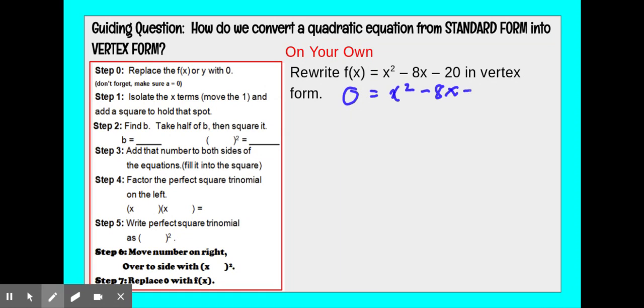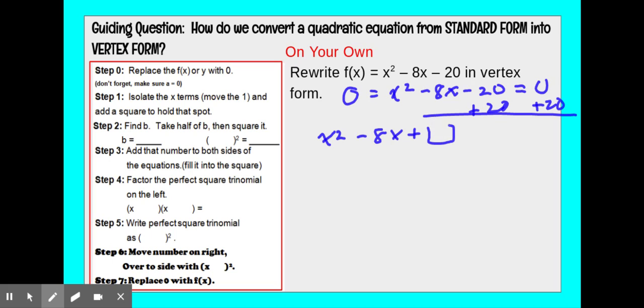Now I'm going to flip it around because I don't like the zeros on the left. So I'm going to make that 0 on the right, and we're going to add 20 to both sides so we can make this a perfect square trinomial. So we get x squared minus 8x plus a square equals 20 plus a square.